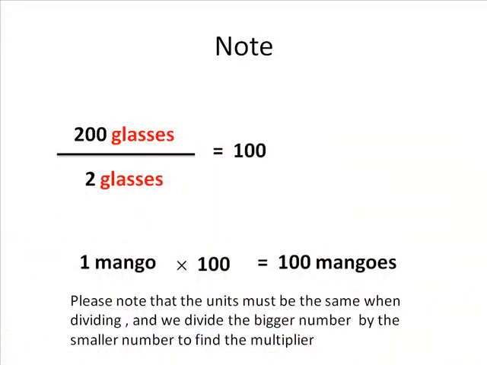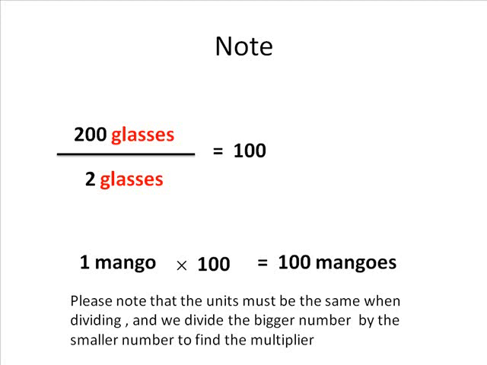Now note, we have 200 glasses over 2 glasses. Notice that we have glasses divided by glasses. Good. If you had kilometers, it should also be divided by kilometers. We are doing this now to find the what? The multiplier, or the constant multiplier.